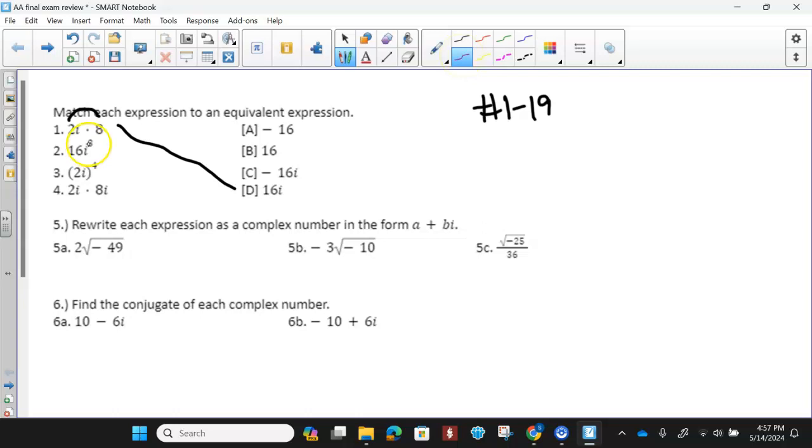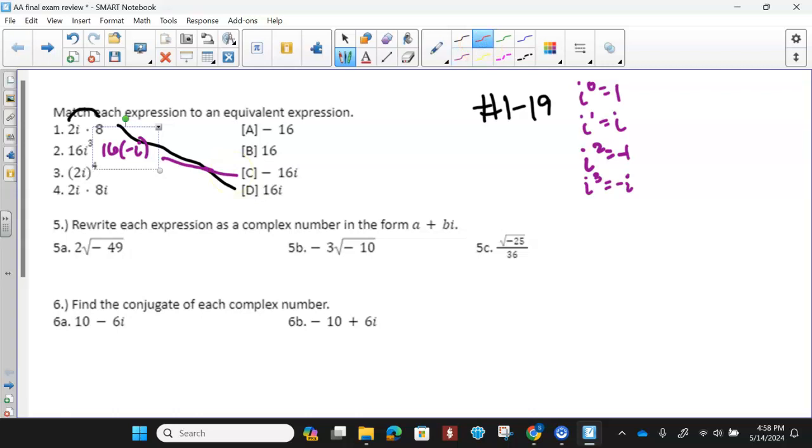Then number 2, now you have to remember your pattern, right? So you've got i to the 0 is 1, i to the 1 is i, i squared is -1, and i to the third is -i. So notice how you have 16 times i to the third. Well, that's the same as 16 times -i, which then gives you -16i. So that's why here the answer was C.